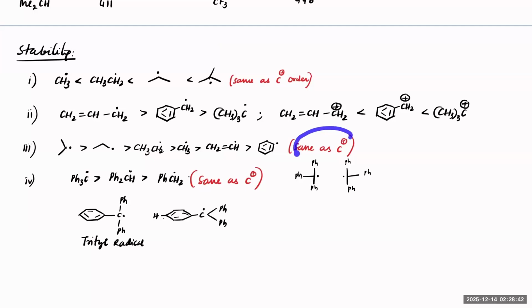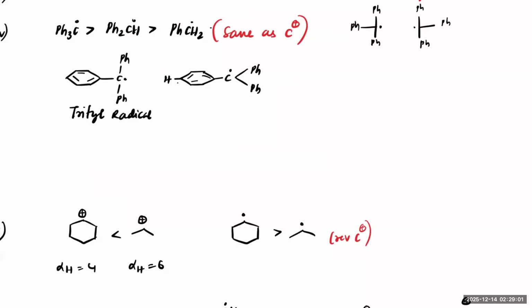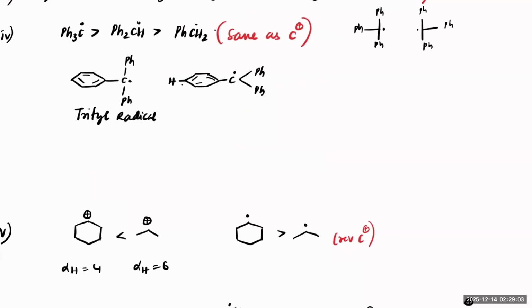Next one, as per carbocation, 2-degree, 1-degree, methyl, vinyl, phenyl, that order is very similar. Next, you have 3-degree, 2-degree, 1-degree, always it is the same as carbocations, highly stable. Okay. Notice a weird act of trityl radical. Trityl radical is having three phenyl groups on it. Okay. See, when two trityl radicals approach each other, correct?